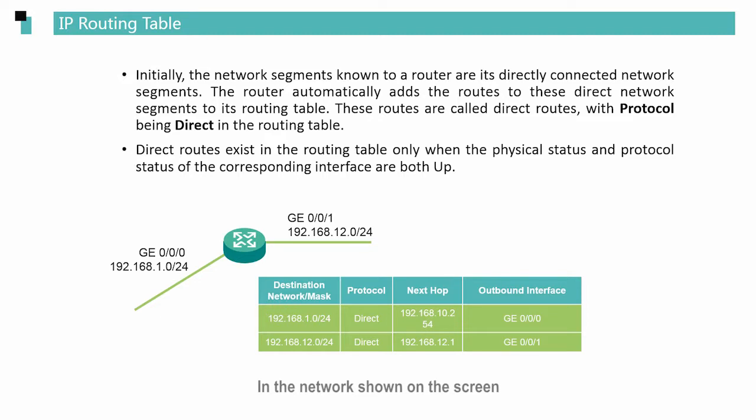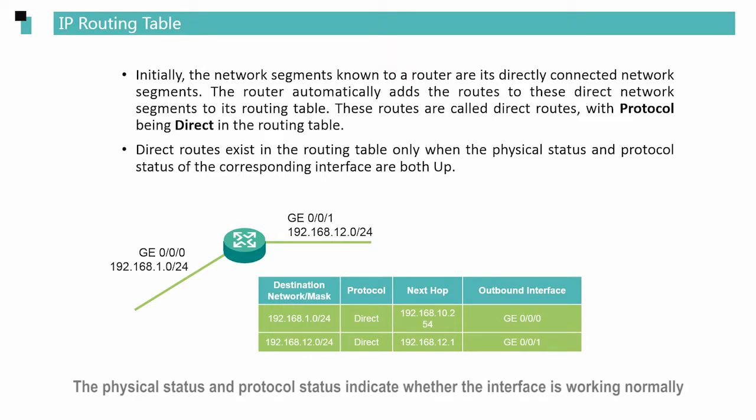In the network shown on the screen, an IP address of 192.168.1.1/24 is configured for interface GE 0/0/0. The network segment of 192.168.1.1/24 is 192.168.1.0/24. When the physical status and protocol status of GE 0/0/0 are both up, a direct route is automatically generated and added to the routing table.